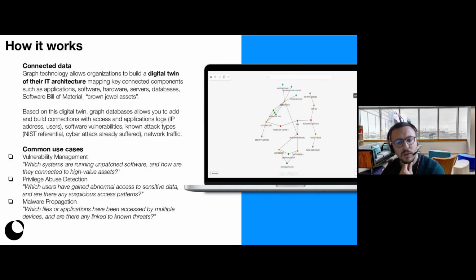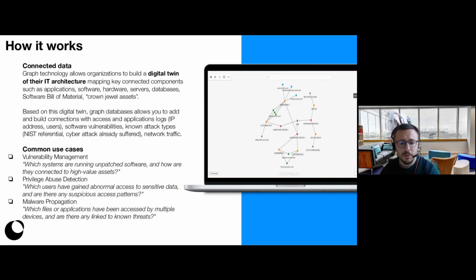Typically, the first one being, for example, vulnerability management. And one of the questions you can ask the graph is which systems are running unpatched software and how are they connected to high-value assets. You can also deep dive into privilege abuse detection, such as which users have gained abnormal access to sensitive data, and are there any suspicious access patterns.